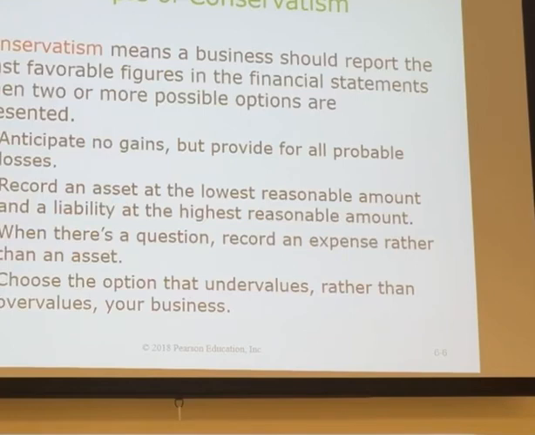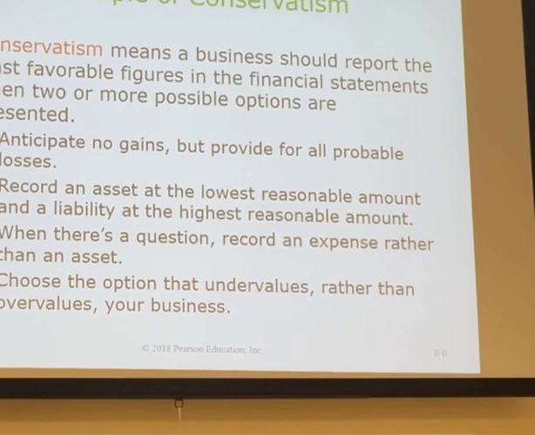Lowest reasonable amount. And if you're recording a liability, you should record it at the highest reasonable amount. If there's a question about whether something should be recorded as an expense or an asset, you should record it as an expense. And when there's an option, you should undervalue rather than overvalue something in the interest of conservatism. We'll see later in this chapter a specific example of how conservatism comes into play when we're dealing with inventory valuation.